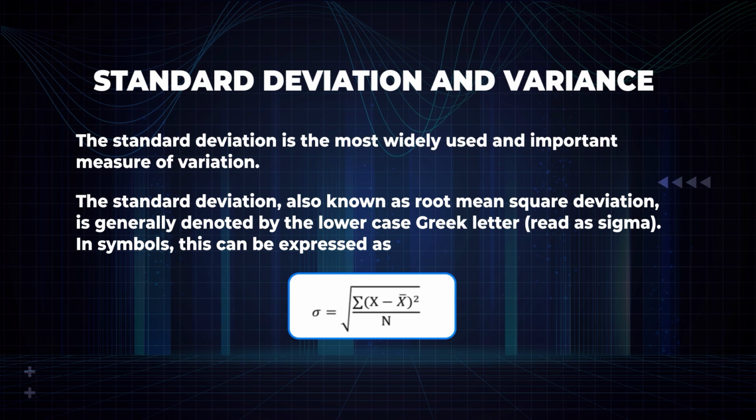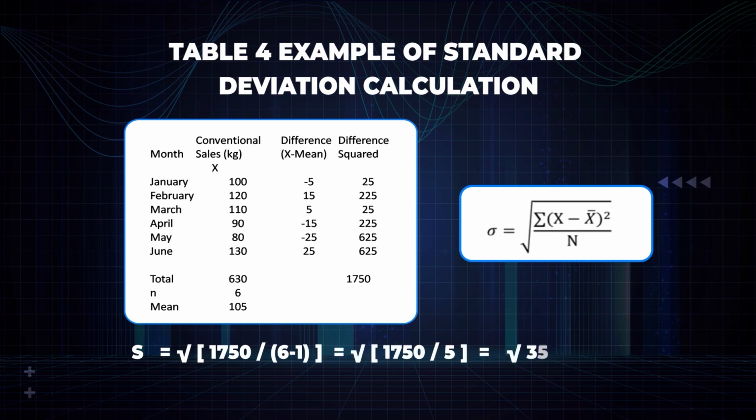divided by n. Let us take an example of sales of potatoes that we discussed for calculating mean to explain the calculation of standard deviation. It is given in table 4. For the months, there are 6 months from January to June. The sales figures for conventional potatoes are given in column 2, and we already calculated the mean for this. Now we have to add a third column, which is the difference of individual values from the mean.